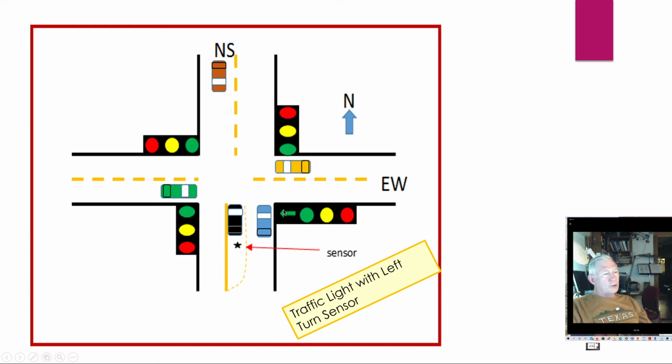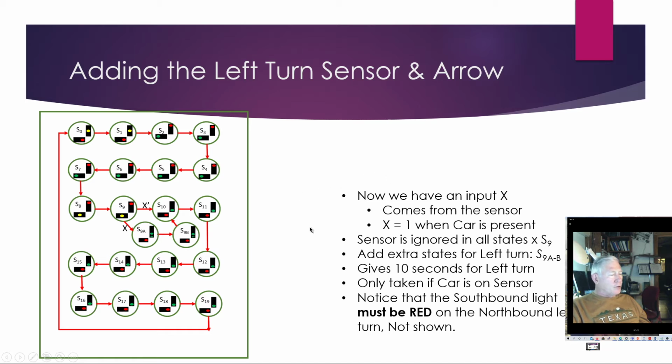We have to have different controls for the northbound green and red than we do for the southbound green and red. We can leave the yellow the same. Okay, so what we're going to have to do is modify our state graph, and now we have an input. Before, the only input we had was the clock. Now we have an input, and so we put in this little cutout here, and we have an input x, and if x equals 1, then that means the car is present on the sensor.